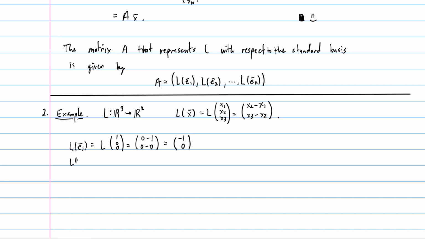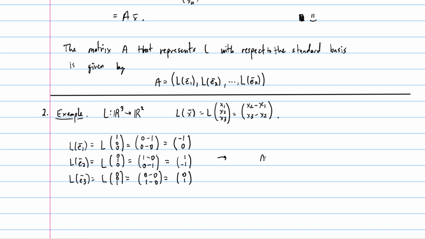Then we apply this to each of the other basis vectors. L of e2 is going to be 1 minus 0, and then 0 minus 1, so this column will be (1, -1). Then we apply L to e3 to get our last column. This is going to be 0 minus 0, and then 1 minus 0, so this one is (0, 1).